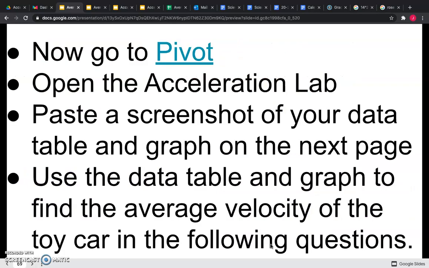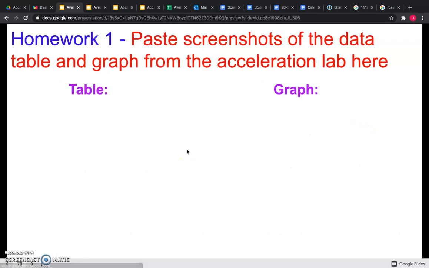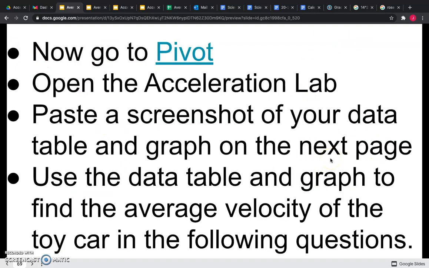Okay, so now what you're going to do is you're going to go to Pivot. You're going to open up the acceleration lab, and you're going to take a screenshot of your data table and your graph, and you're going to put them on this next page here. So you put the data table right here, and you put the graph right here. And then there's going to be some questions, and you're going to use the data table and the graph to find the average velocity of the toy car in the following questions.